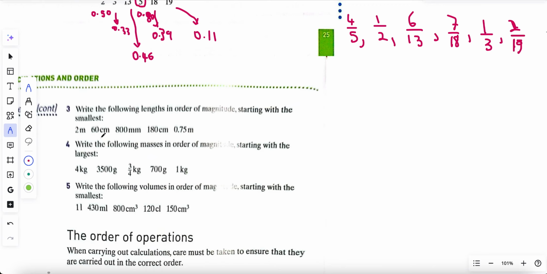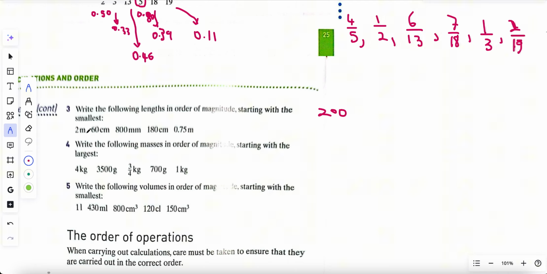Let's change everything to centimeter. If you want to change meter to centimeter, multiply by 100. 2 meters is 200, so you write 200. Is it right, the following lengths in order of magnitude, starting with the smallest? So we're going to start with the smallest, but let's write them out first before we arrange them. So this is 200 centimeter.